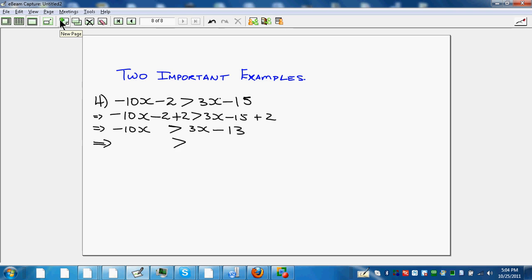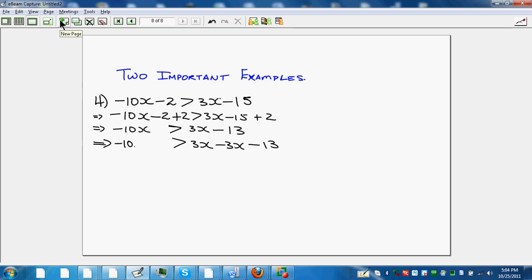And in order to do that, we have to minus 3x on the right-hand side, like this. Remember, the minus 13 was still there. We didn't interfere with that. If we minus it on the right-hand side, we also have to do the same thing on the left-hand side.